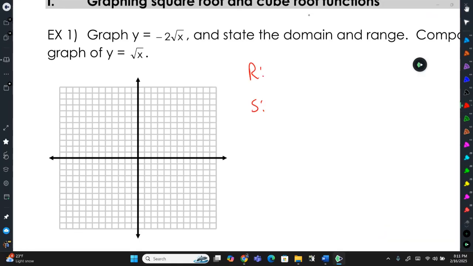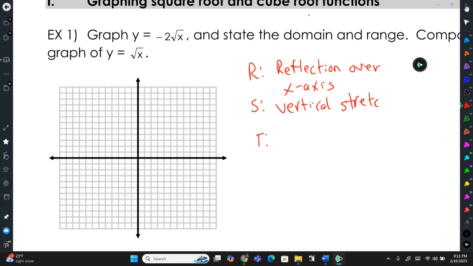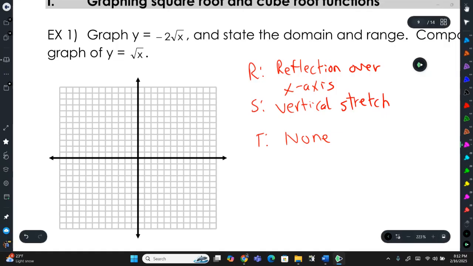So the comparison is RST. There is a reflection over the x-axis because a is negative. There is a vertical stretch because the numeral in front of the square root is 2, which is bigger than 1, but there is no translation. Okay, there's no translation, so there's no h or k value.